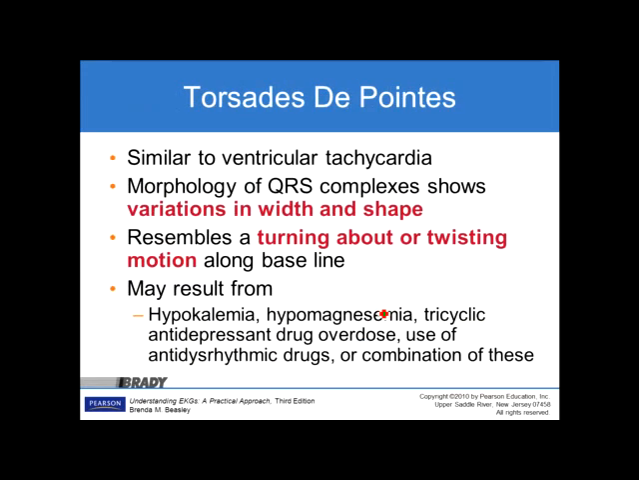Torsades de Pointes. This is similar to ventricular tachycardia. The morphology of the QRS complexes shows variation in width and shape, resembling a turning about or twisting motion along a baseline. It may result from hypokalemia, hypomagnesemia. Now this one here is our leading cause. Low magnesium levels is what generally gives us Torsades de Pointes or polymorphic VTAC. Other causes include tricyclic antidepressant drug overdose, use of antidysrhythmic drugs, or a combination of these in any given order.